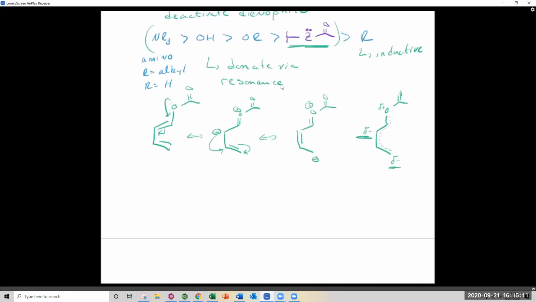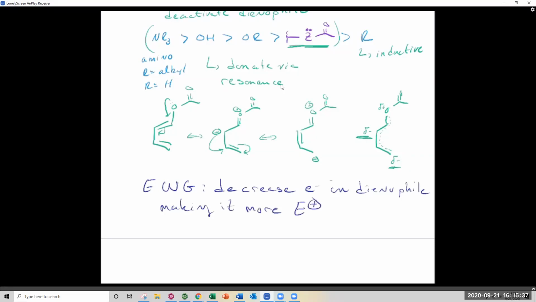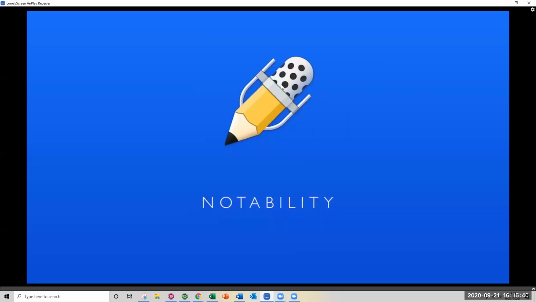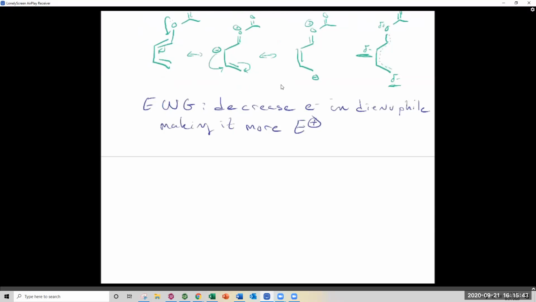Then we have electron withdrawing groups. So they decrease electron density in a dienophile, making it more electrophilic. And so again, they come in a bunch of different flavors. We have what is known as an ammonium group.